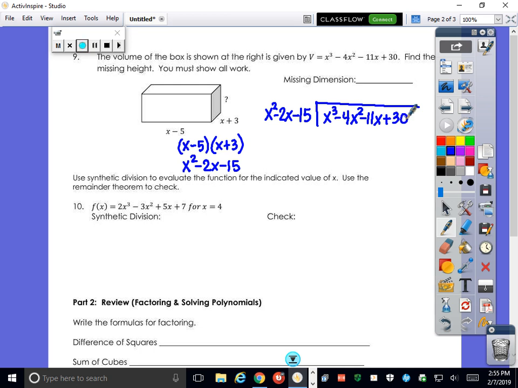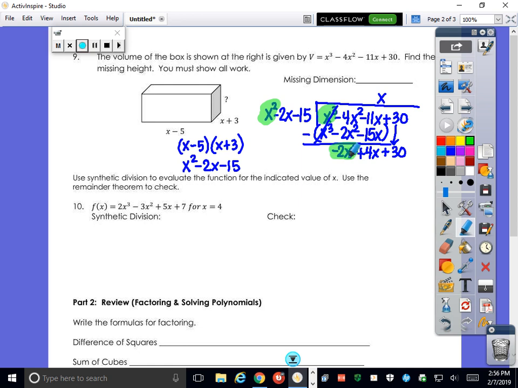No placeholders. So we're trying to make x squared become x cubed. So we have to multiply it by an x. When I multiply x times x squared, I get x cubed. X times negative 2x is negative 2x squared. x times negative 15 is negative 15x. When I subtract these, don't forget the signs have to change. This will become positive 2, so that's negative 2x squared. This will become positive 15, so that's plus 4x, and we're going to bring down the plus 30.